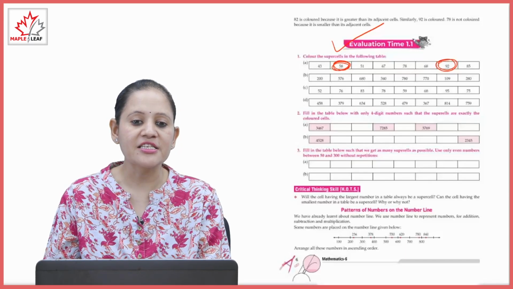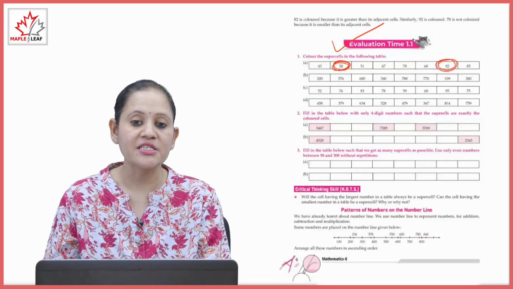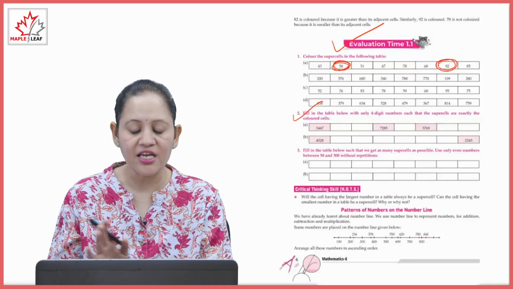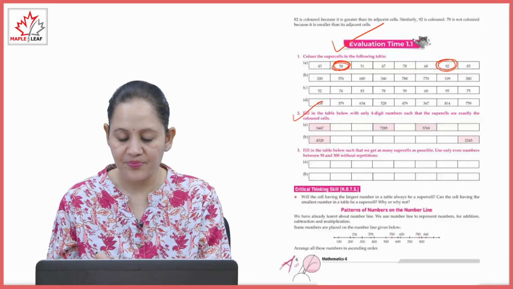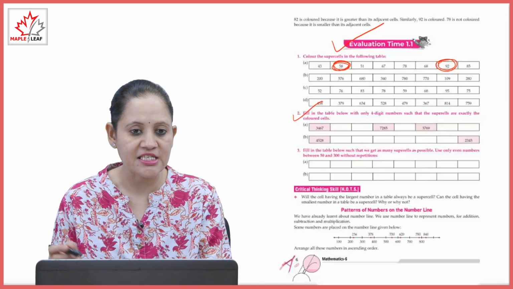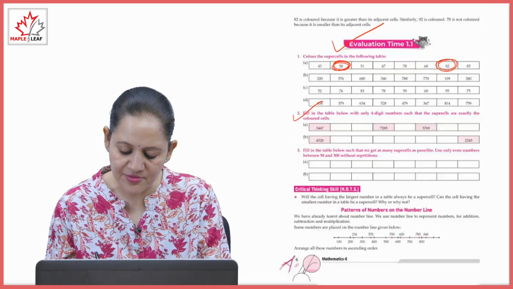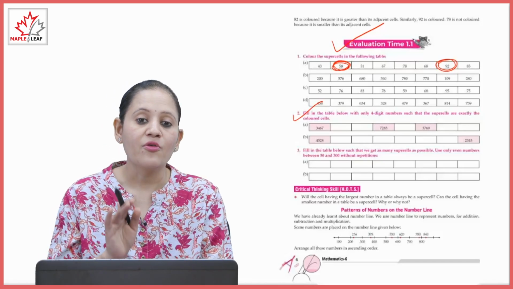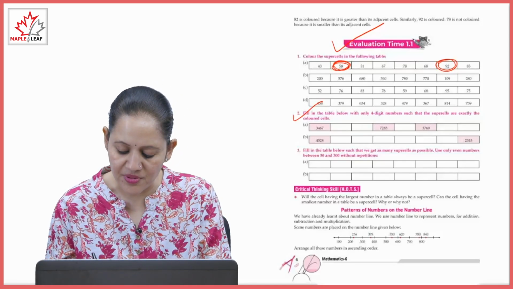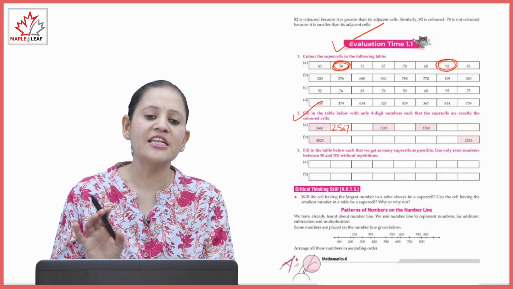Next, fill in the table with only 4-digit numbers such that the supercells are exactly the colored cells. So इस तरीके से fill करना है कि ये supercell बन जाए. So the number is 3467. So यहाँ जो भी number आएगा that should be a 4-digit number and less than the given number. So it could be 2567. You can write any random number.